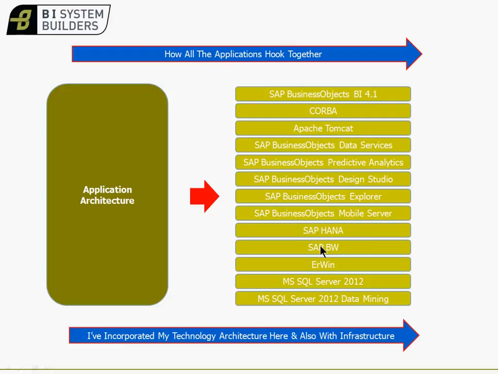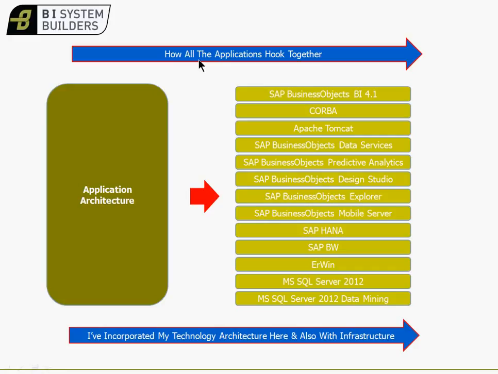We're an SAP house in this example, so I've got SAP BW. I need to think about how all these things are going to hook into SAP HANA and SAP BW. I'm defining Erwin as my data modeling tool, and another platform that we're using will be Microsoft SQL Server 2012, and I'm also using the data mining tool from SQL Server.